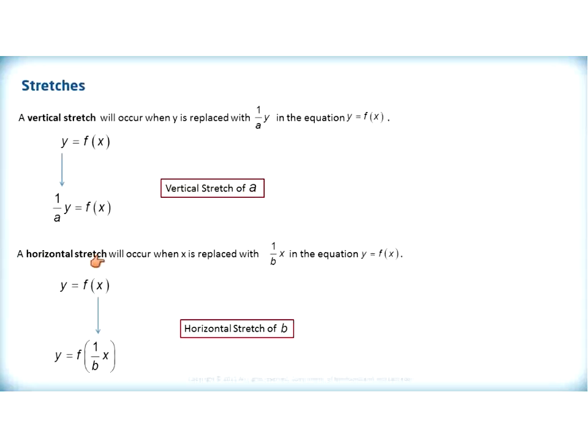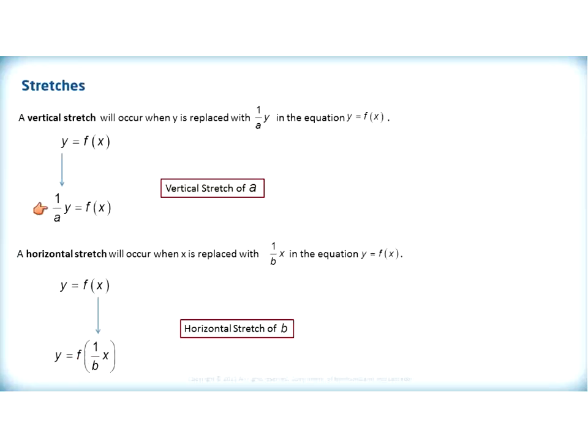A horizontal stretch will occur when x is replaced with 1 over b x in the equation y equals f of x. So notice here, y is replaced with 1 over a y, x is replaced with 1 over b x. Vertical stretch of a in this case, horizontal stretch of b in this case.